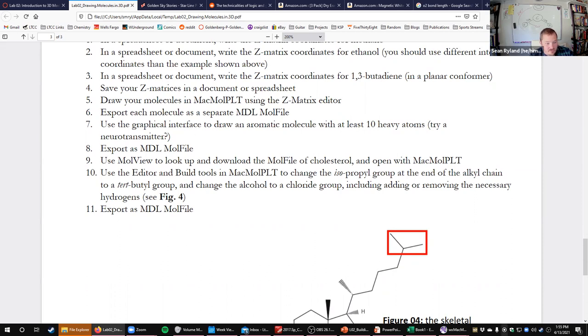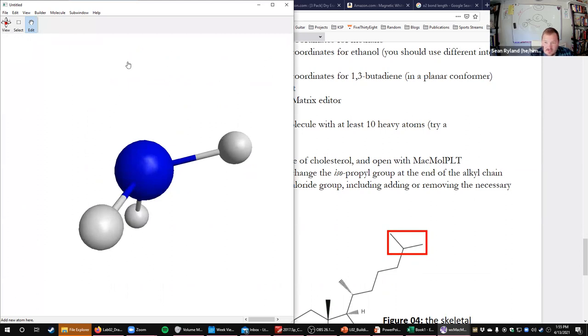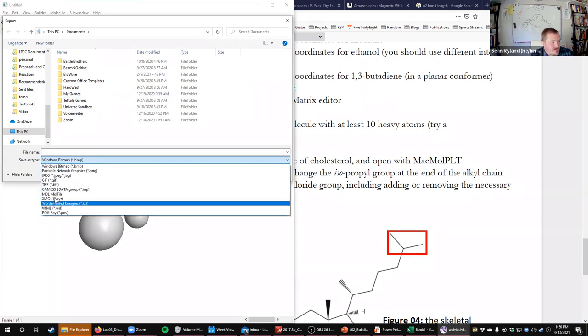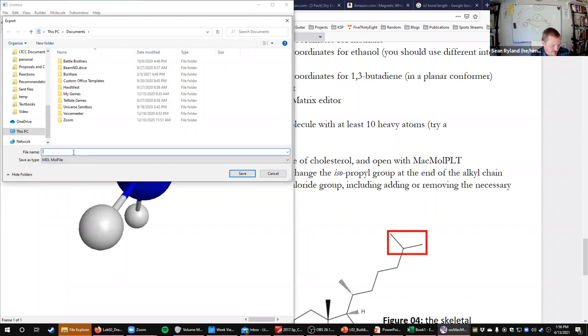And from MacMol PLT, you can actually save these geometries. And this is part of what you are going to submit for this lab. When you get it built the way you want it to be, you can go up to file and hit export. You can export it just as an image file if all you care about is the picture. But if you want to save the coordinates, you would hit MDL mole file. So you want to export it as that type of file. And I would recommend just having a folder on your desktop for right now where you're going to save a bunch of these things and you're going to send them or submit them all for this assignment.